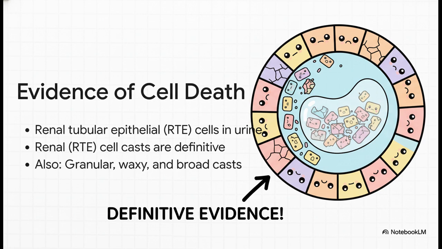But the most definitive, undeniable proof of ATN is the RTE cast. This is a cast made up of those dead and dying cells. It sends a crystal clear message that there is widespread, severe damage happening directly to the kidney's plumbing.